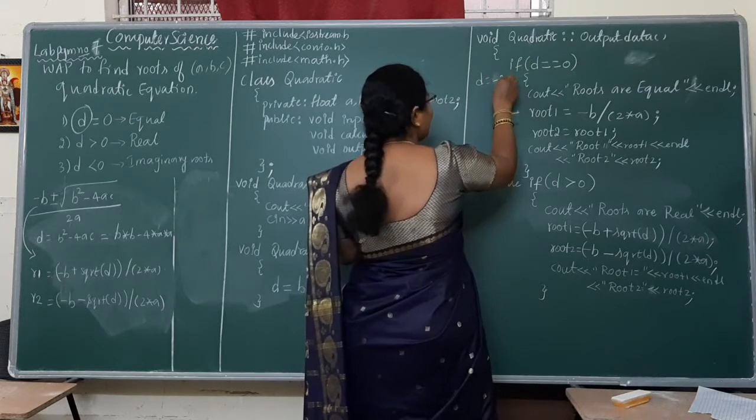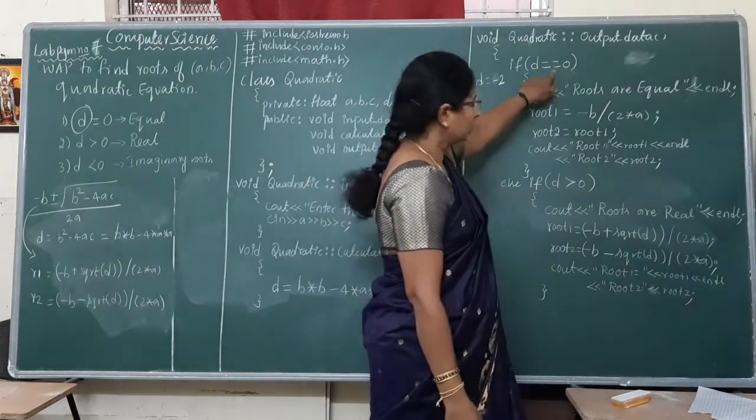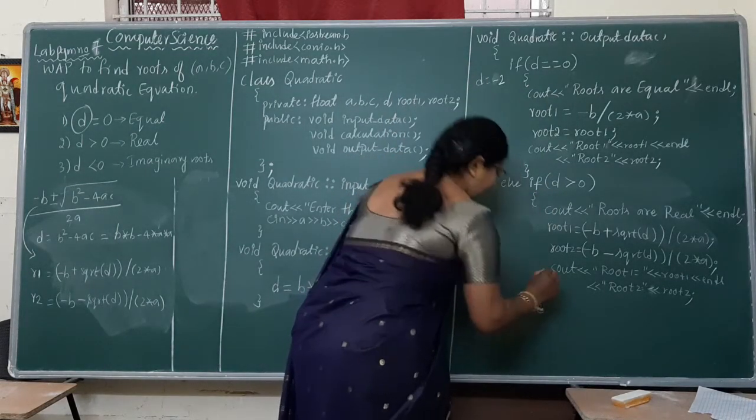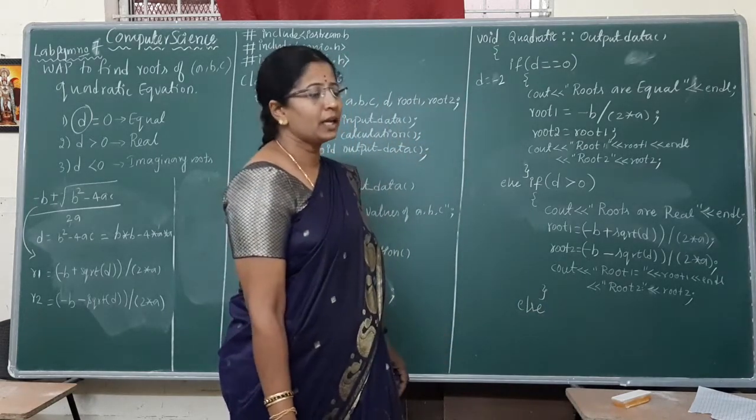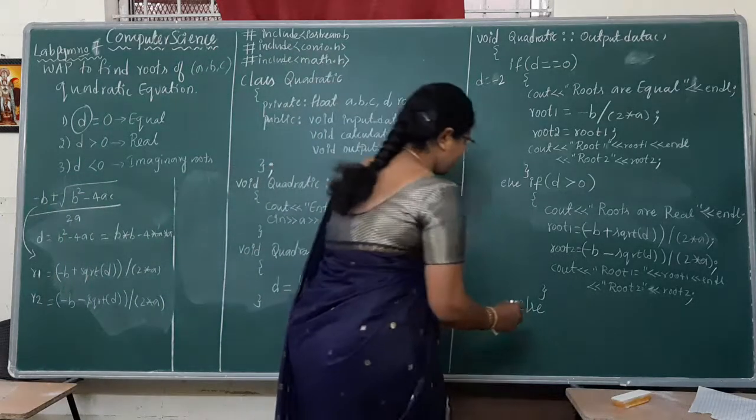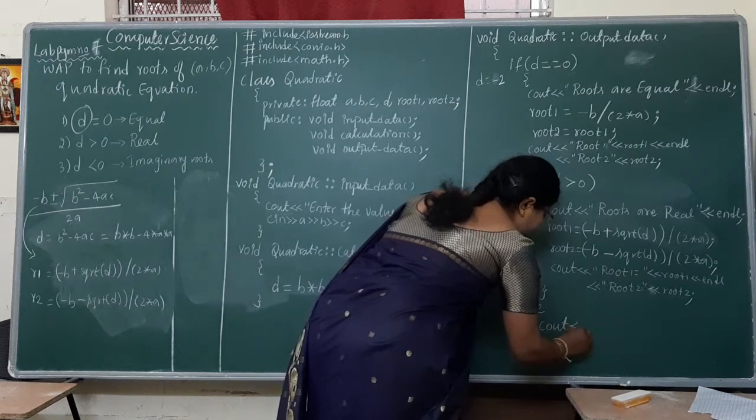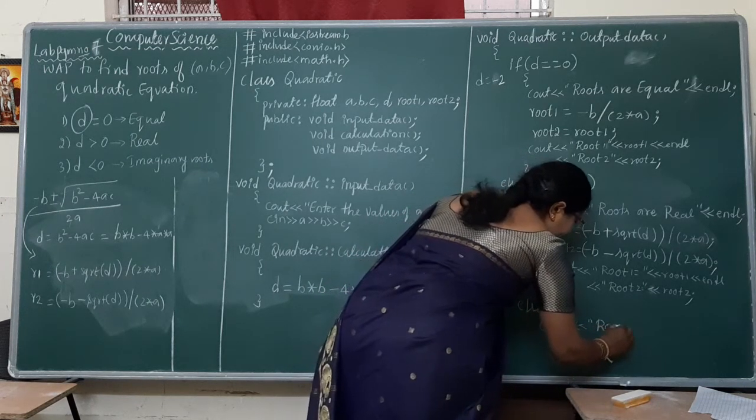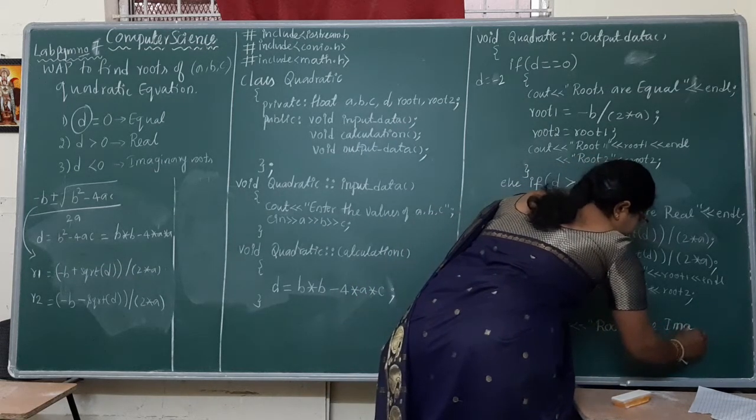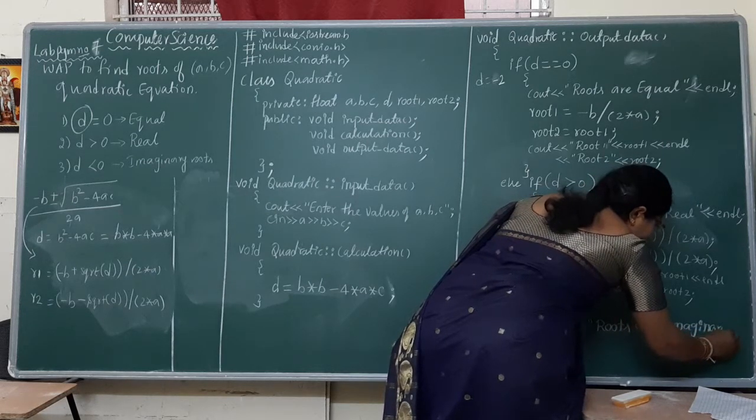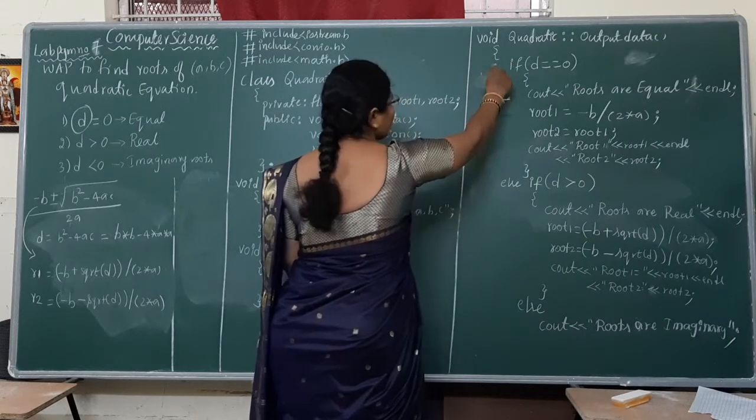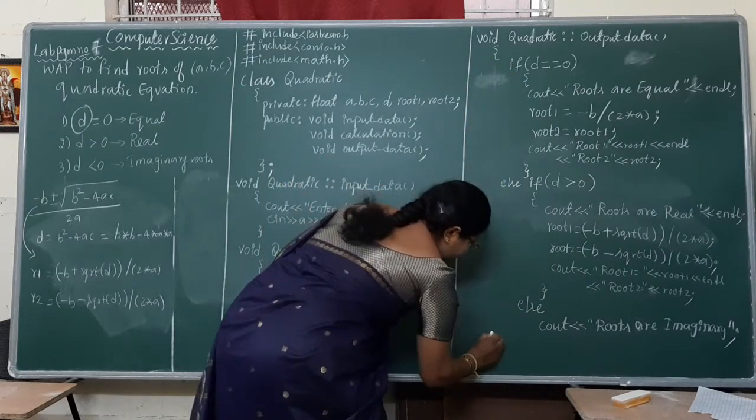If D is minus 2, is it equal to 0? Is it greater than 0? No. Then control will move to the other else part. So the roots are imaginary roots. Just display the message. Cout roots are imaginary. No need to test the condition. Understood? So the definition of the output function will close now.